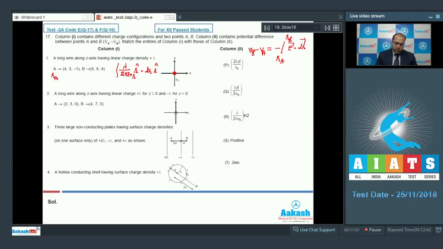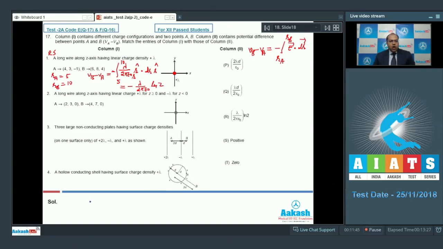So rA is equal to 5 and rB is equal to 10. So the integration limit is from 5 to 10, and negative of this is equal to VB minus VA. So if I solve this, the value of VB minus VA comes out to be minus λ upon 2π ε₀ into ln 2. So the value of VA minus VB will be positive. So the correct matching for entry 1 is R and S.